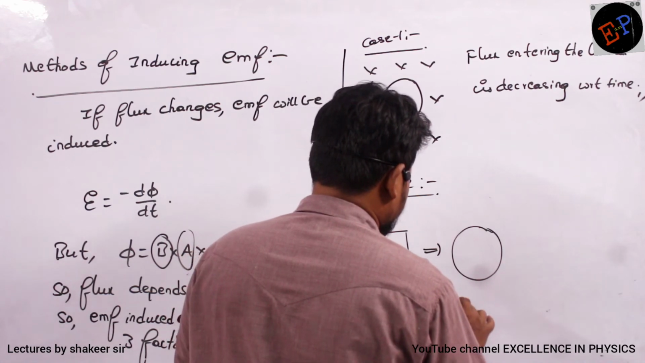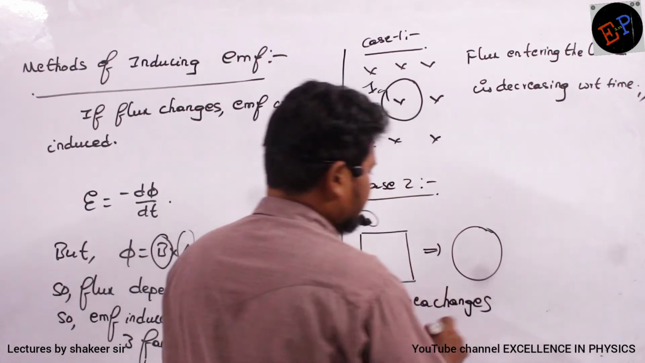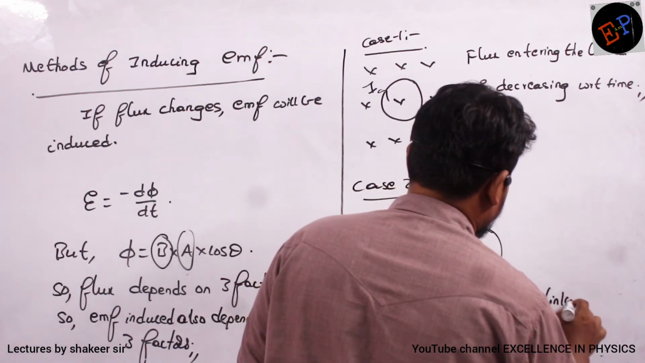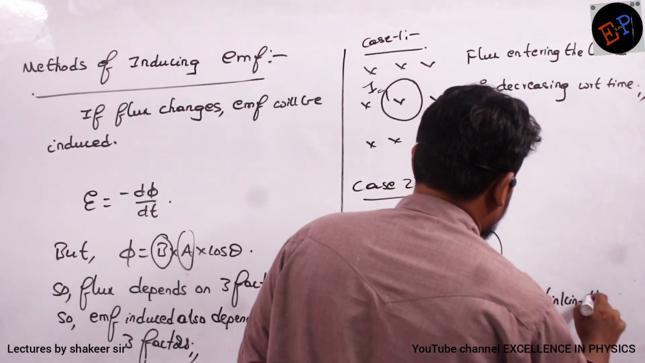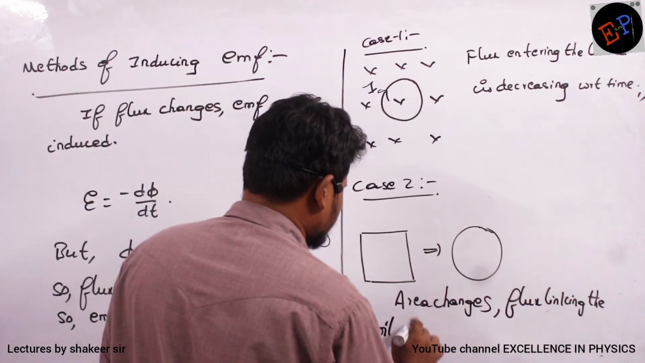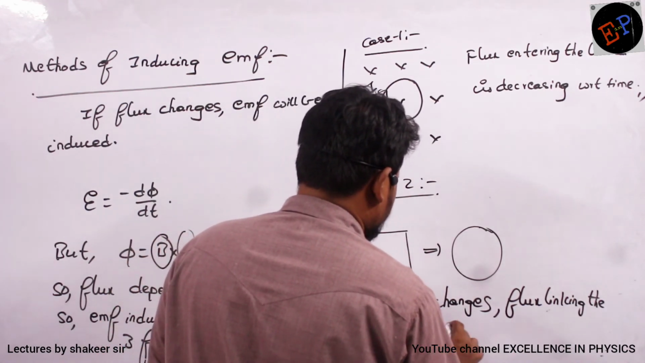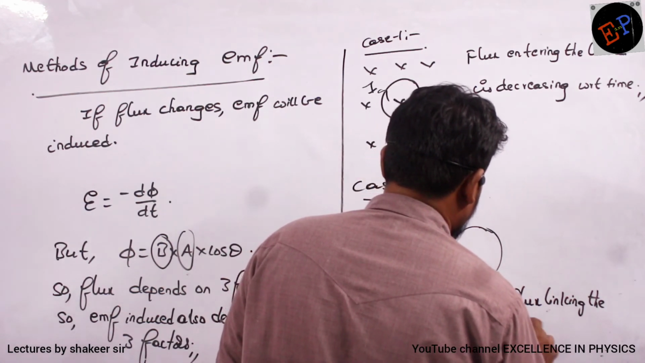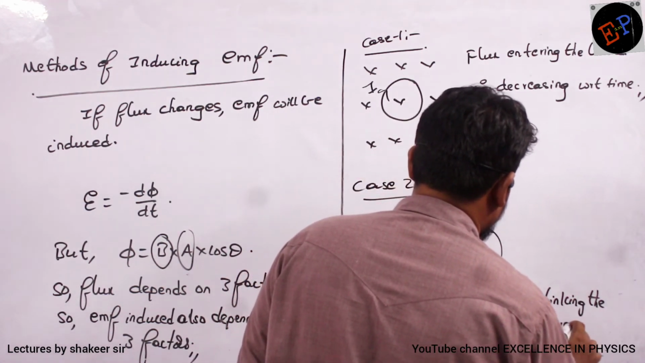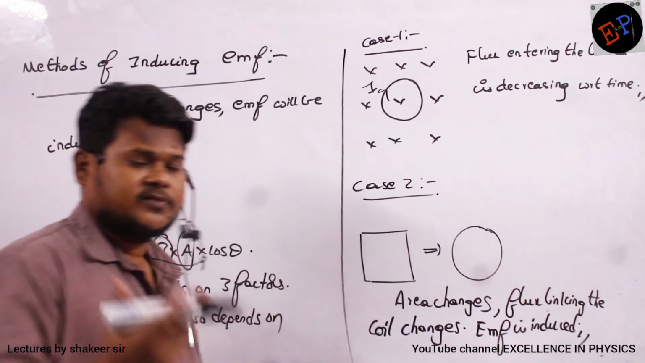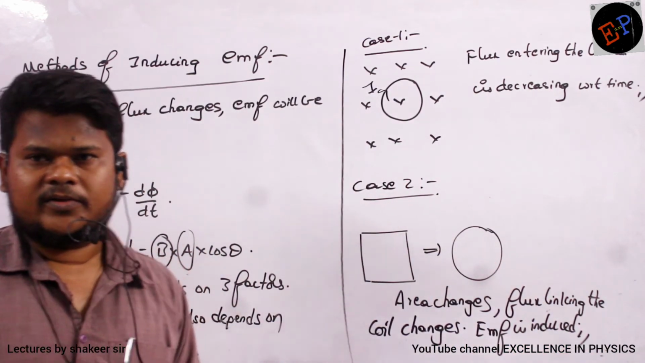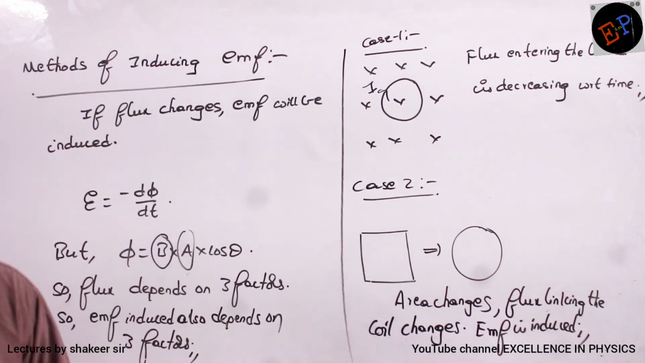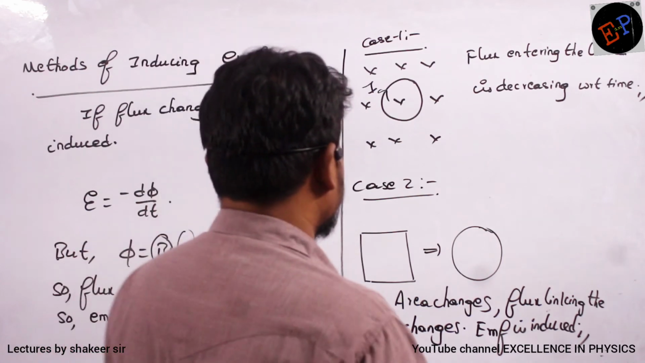Area changes. And if area changes, flux also changes. Flux linking the coil changes. And if the flux linking the coil changes, EMF is induced. So by changing the area of the coil also, you can make EMF to be induced. Okay. One more method, case number 3.